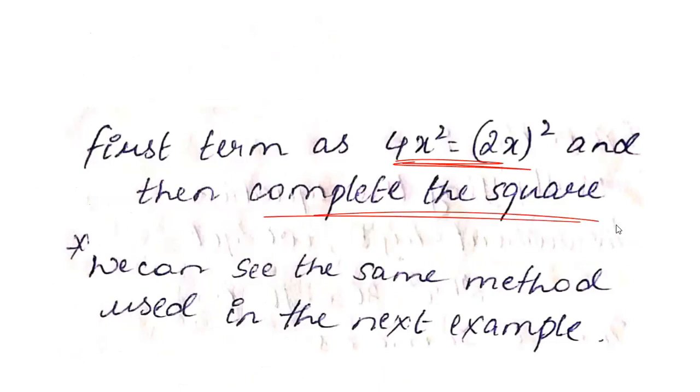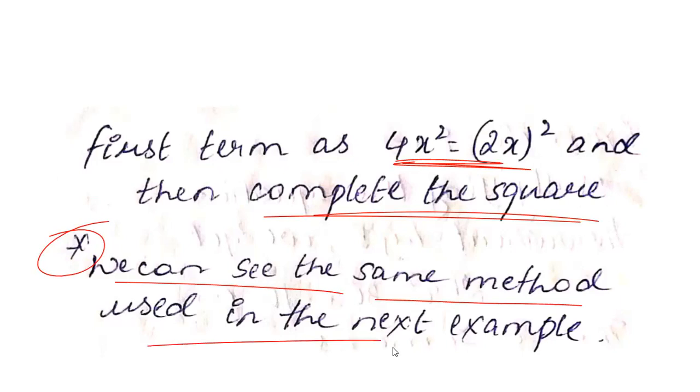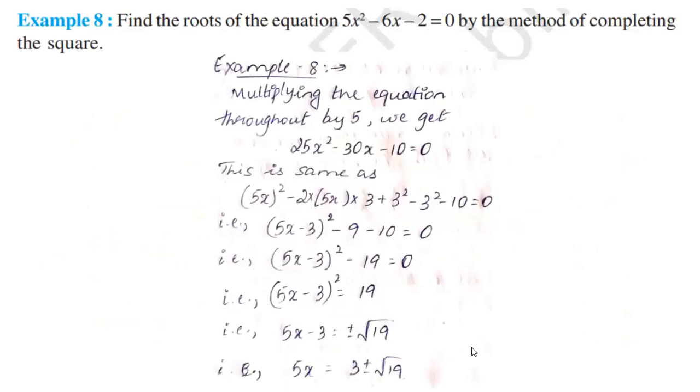So this is an important point. If I have put a star mark, it says it's important. We can see that the same method is used in the next example. What is the next example? Let me just see. Yeah, even here they have complicated it a bit. I don't know why NCERT has done that, so I have written the same way. The roots of the equation, this is the equation which is asked. So as I have told, complete the square.